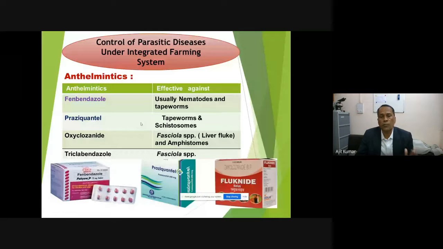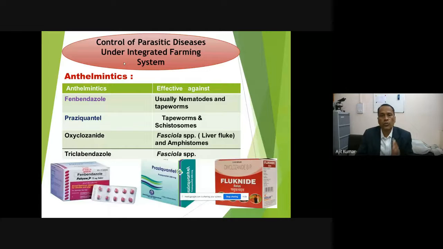There are different groups of anthelmintics, like imidazothiazole, benzimidazole, and rafoxanide groups. So here we have included some of the important anthelmintic drugs, used to treat cestodes and trematodes. These are the helminth parasites.